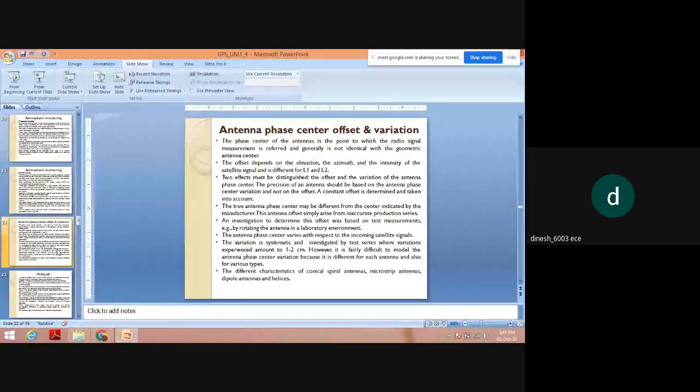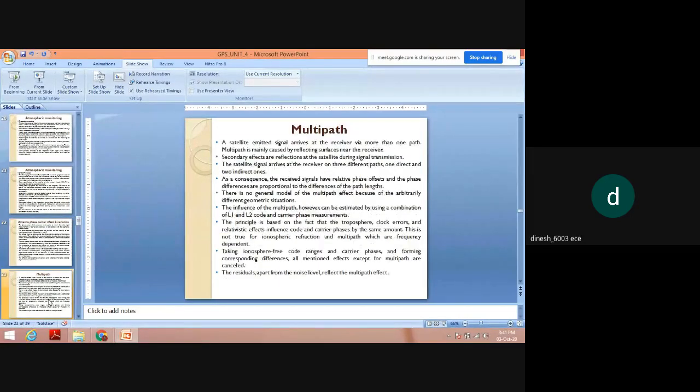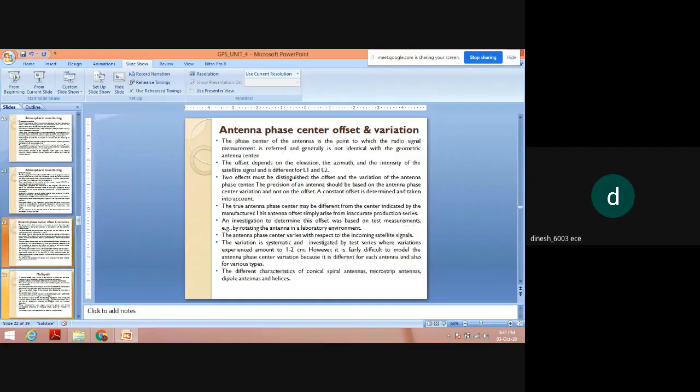So the next topic is about antenna phase center, offset and variation, and multipath. So these two topics we'll see in the next class.